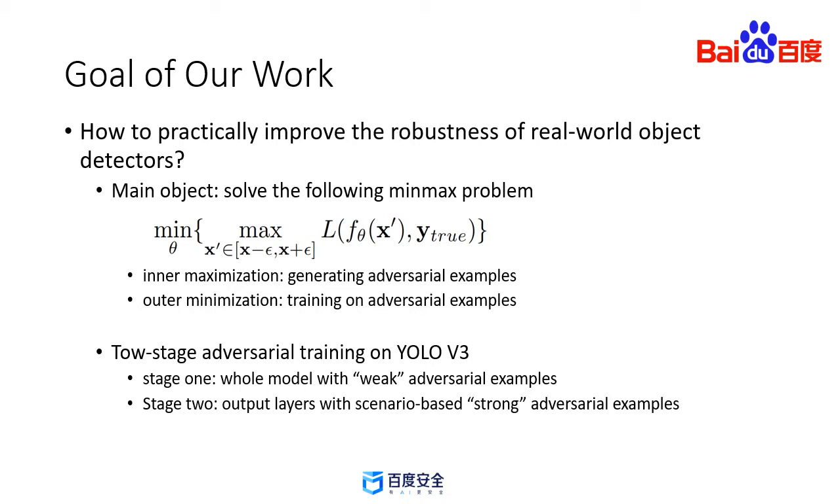But how to do this in large-scale real-world object detectors is still challenging because generating adversary examples can be very expensive. We propose a two-stage adversary training strategy. The first stage trains the whole model with less expensive adversary examples, and then the second stage fine-tunes the model with scenario-based strong adversary examples. The details will be introduced later.